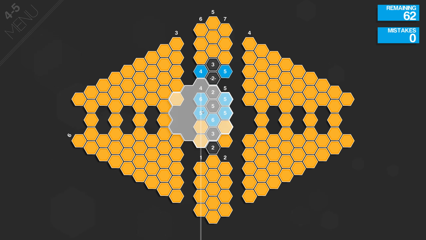So 1, 2, 3, 4. This 5 needs 1 of these. So this is going to be blue for that 3. And then 1 of these will be the other one. But I don't think we know which yet. However, what we do know from that is that we have 1, 2, 3, 4. This will be a 5th, which means this is not 1.